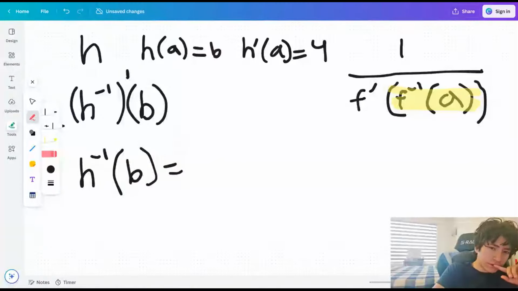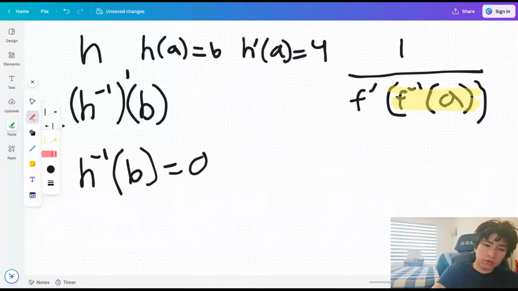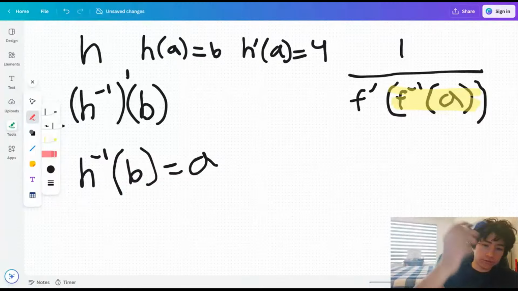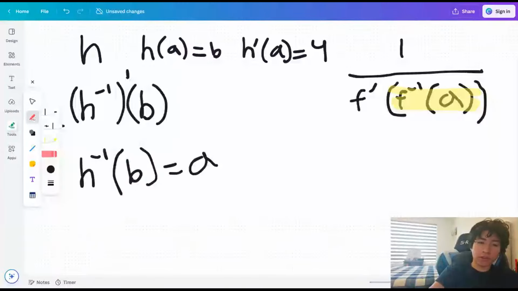All right, let's see how to explain this. Well, H of A equals B, so H inverse of B equals A. You plug in the input in H, you get the output B, and if you plug in the output in the inverse function of H, you get the input of the original function. So I guess that's the way I'm saying it. That probably didn't make sense, but it's okay.